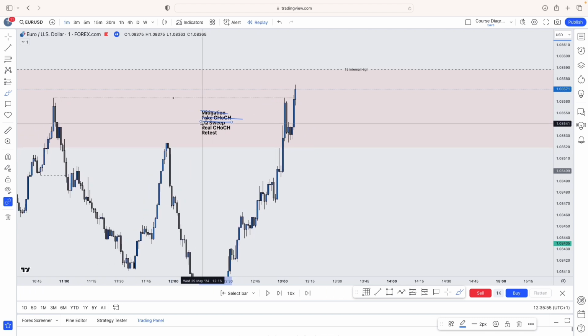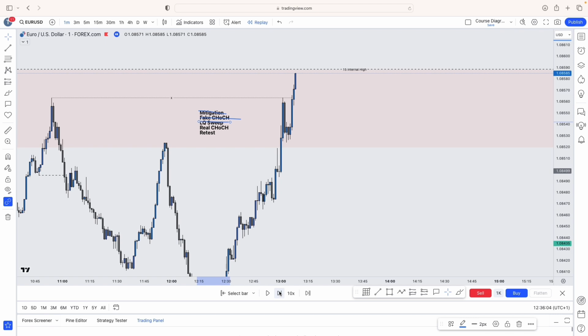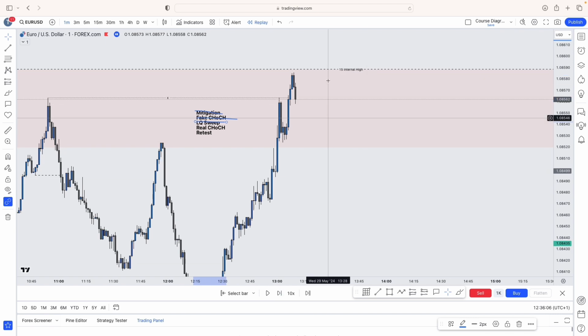And now what we need to wait for is a real CHoCH, okay? So now we just wait for fractal structure to shift in our favor and shift bearish again. So the supply zone's still intact, right? It's not failed, so the trade is still valid.